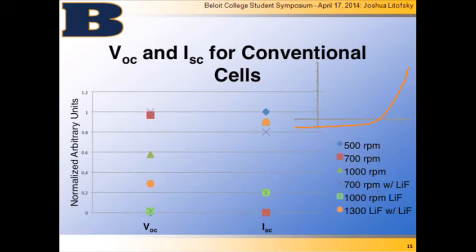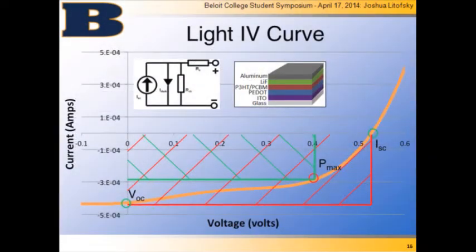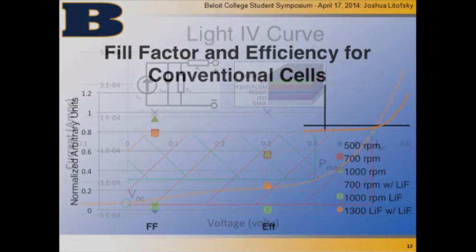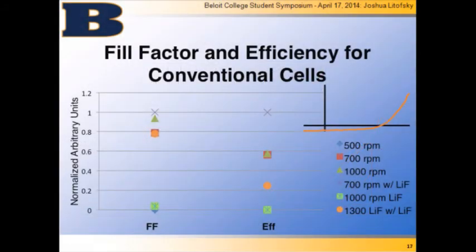So for the fill factor and efficiency graph, again, we see that the 700 RPM, so 100 nanometer thickness of the active layer, with lithium fluoride gives us the best cells. That was what we thought we were going to get by looking at the short circuit current and open circuit voltage on the previous graph, and everything else falls off. The 1000 RPM looks pretty good, and then everything else is pretty bad.